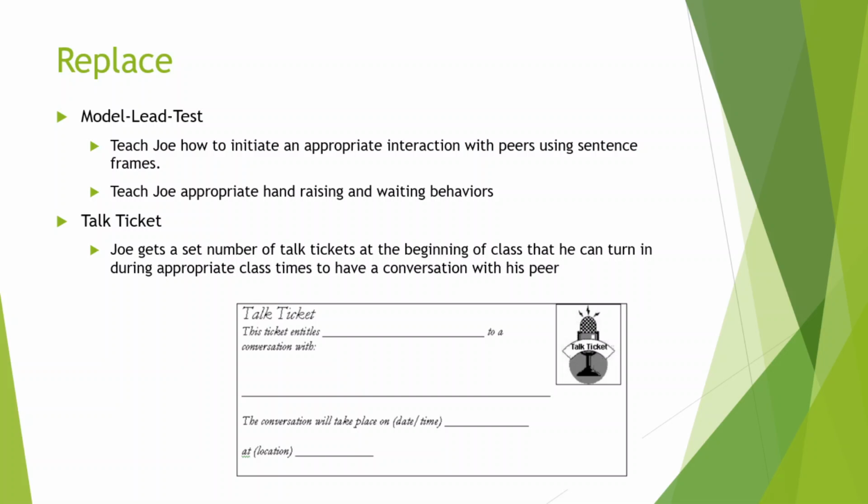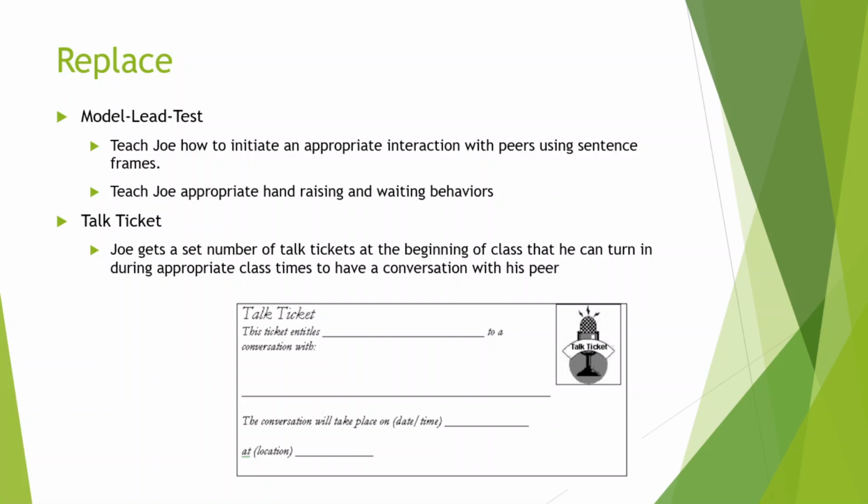So replace. There are several strategies you can use to replace the target behavior. I'll just go over a couple of examples. One could be model, lead, test. This is where you first show Joe how to do a certain behavior. You then practice with Joe, and then at the end, you see if Joe can do it by himself. This is also referred to as I do, we do, you do.